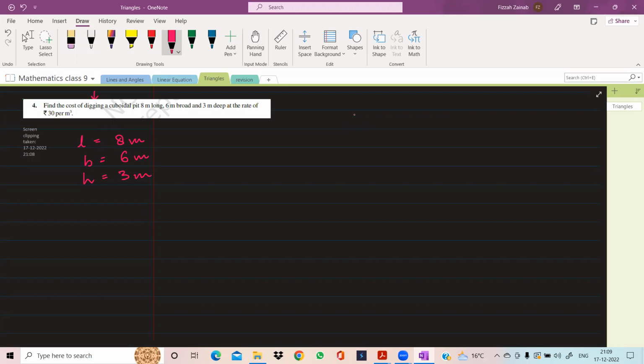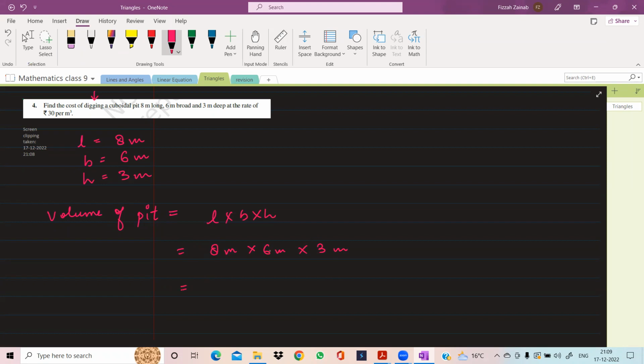Understand? So you have to find volume. Is that clear? You are digging a pit. So that means you are interested in how much space is there inside the pit. So volume of pit, sorry, length into breadth into height. So this is 8 meter into 6 meter into 3 meter.